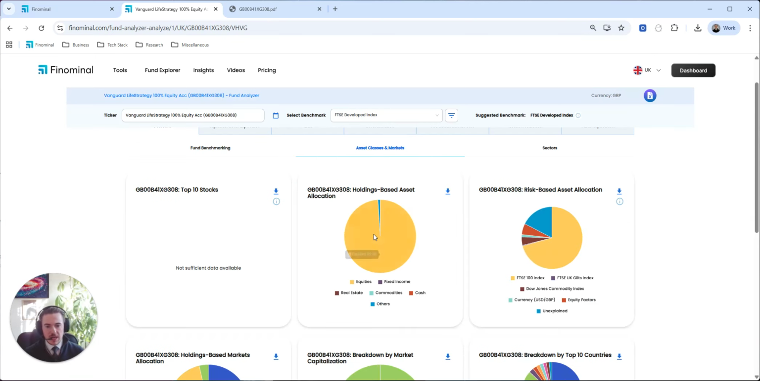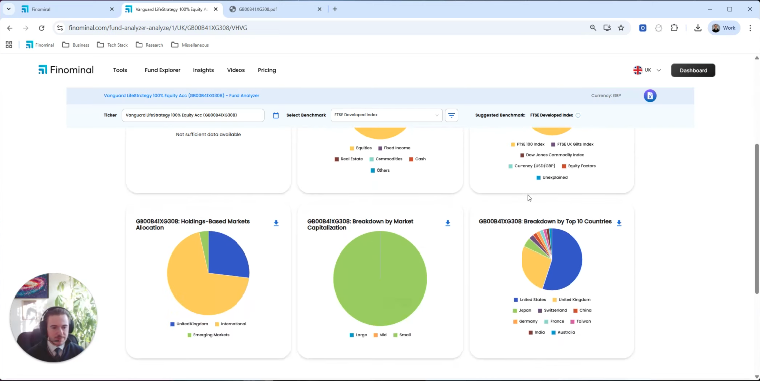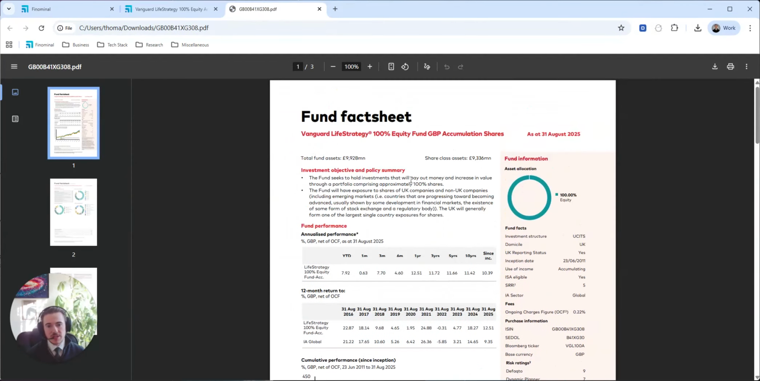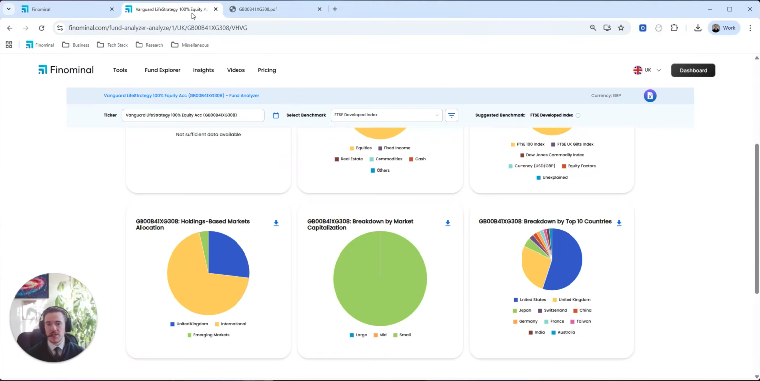Moving over to asset classes, so as we'd expect, 99% in equities. Taking a look at a breakdown of countries, we can see the US exposure just under 50%, which slightly contradicts what the fact sheet says, where the UK will generally form one of the largest single country exposures for the shares, though we are seeing just under 24% within the UK for this fund.